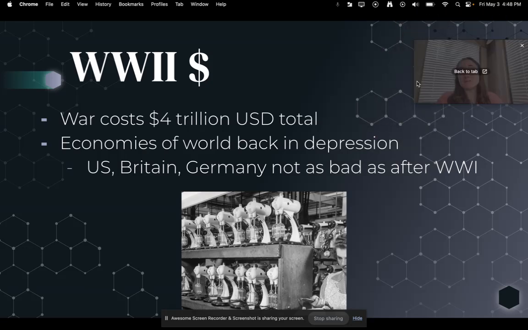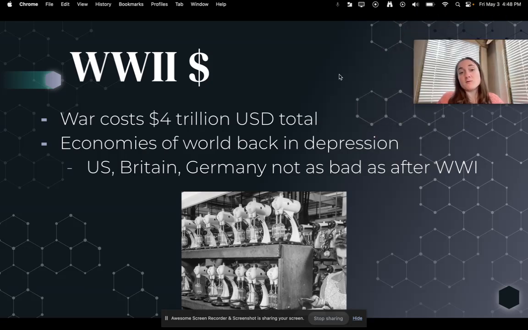World War II was incredibly expensive as well. The war cost about $4 trillion total. And economies after the war fall into a slight depression. Now, it's not as big a depression as the Great Depression that happened in 1929 through the 1930s, but there's still a little bit of depression. It's mostly because the industries were so focused on making war supplies. Now that the war is over, what do those industries make?